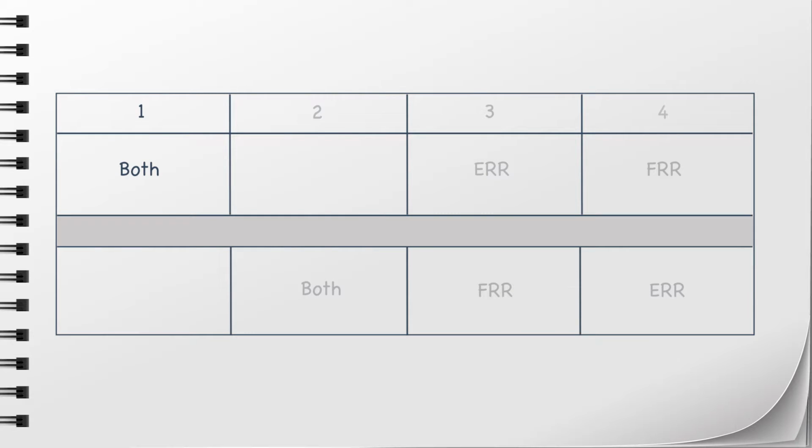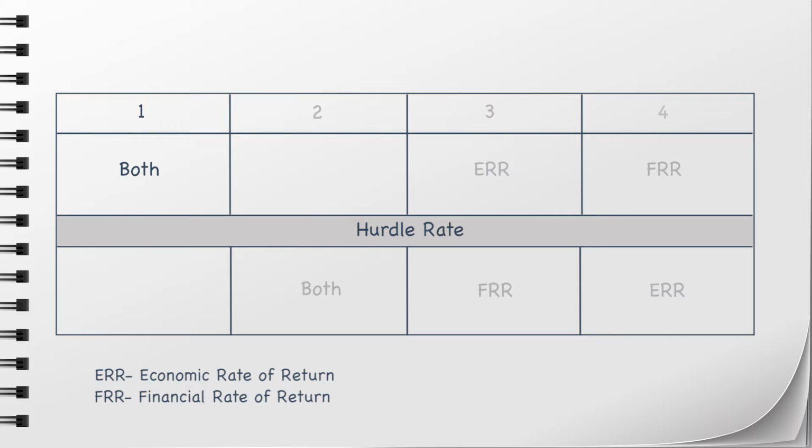Okay, with this background, we can categorize infrastructure projects and activities into four types. We could have a situation where both the economic rate of return and financial rate of return are higher than the hurdle rate. In such a case, we would not worry about whether the financial rate of return is higher or lower than the economic rate of return. It's sufficient to know that both are above the hurdle rate.